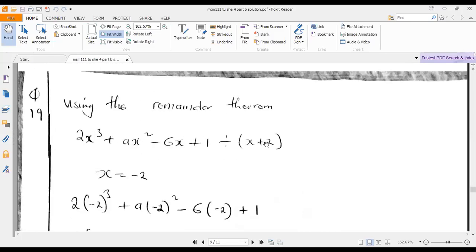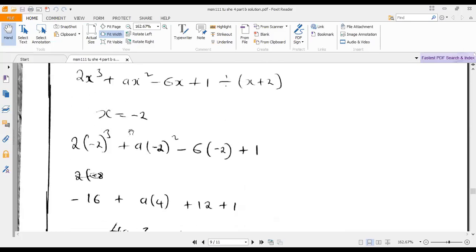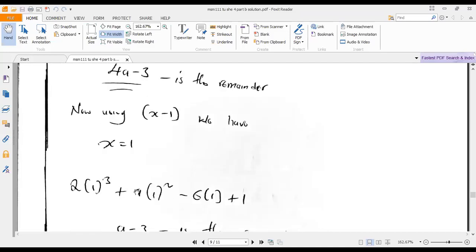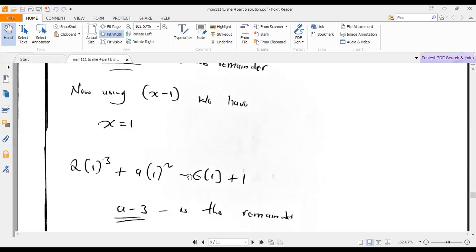So since we started with x plus 2, we can now use x minus 1. So we solve for x when we equate to 0, we have x is equal to 1. So now when we substitute where there's x, we put a 1. You find that 2 times 1 is just 2. Then a times 1 is just a. Then minus 6, so minus 6 plus 1 is just negative 5, right? Negative 5 plus 2, which is in front, is negative 3. So you have a minus 3 is the remainder again.